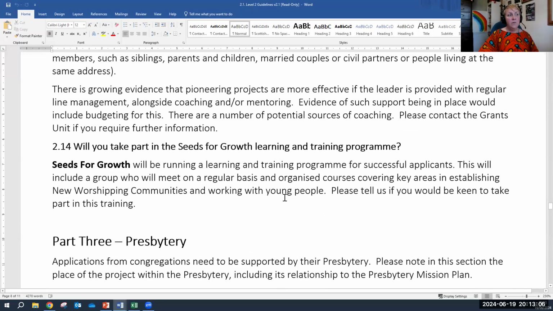Will you take part in the Seeds for Growth learning and training program? As we gain more and more people that we're funding, we're going to be starting to do learning communities. We're starting to do training projects and pieces like that, which we would love you to be part of. If we fund you, if you're not going to take part in those, that's absolutely fine. But if you could just tell us where you're going to be getting your learning and training from, then, as there are other providers, that's absolutely fine. But we just need to make sure that our projects are being led by people who know what they're doing and people who are learning and growing as they go.